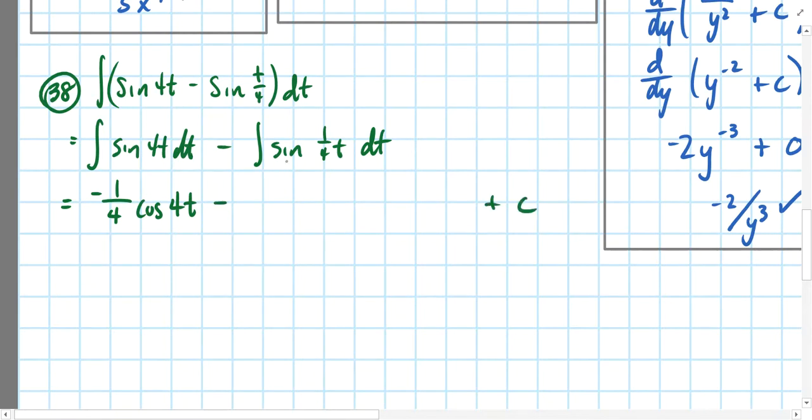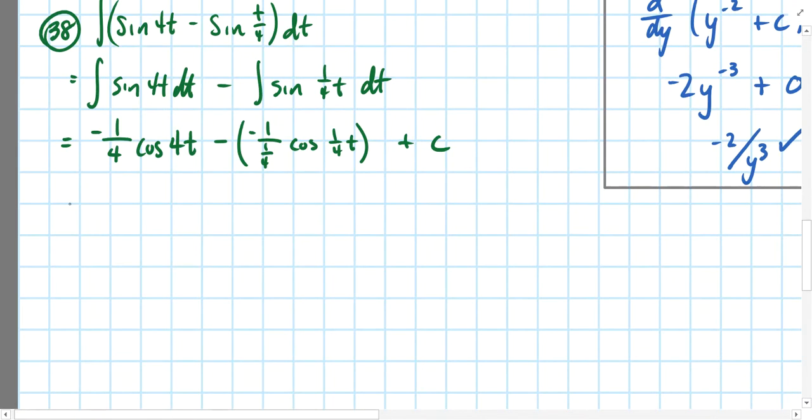Now we'll subtract. Now this is where it gets a little bit interesting. We want a negative 1 over a. Well, a is 1/4 here, so negative 1 over 1/4 cosine of 1/4 t, and we have this plus c to tack on at the very end. We can, of course, clean this up a little bit. So negative 1/4 cosine 4t, I think that's fine the way it is.